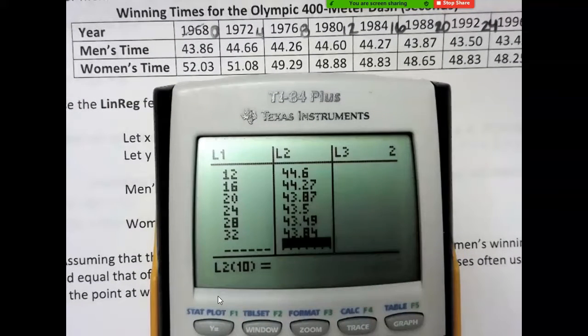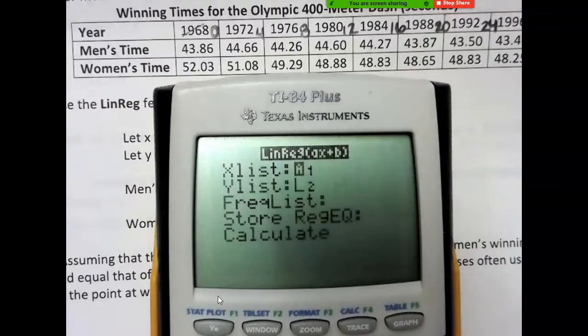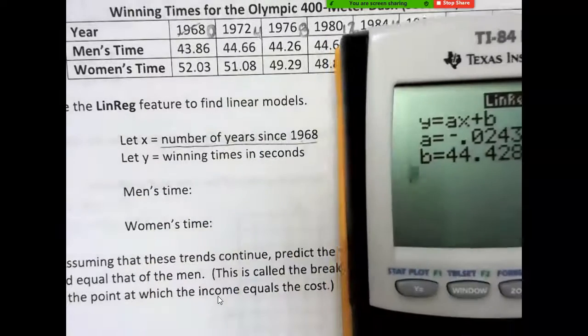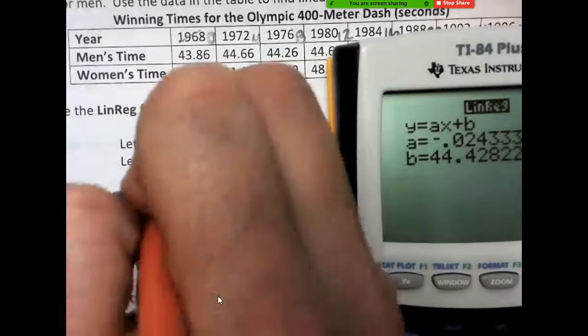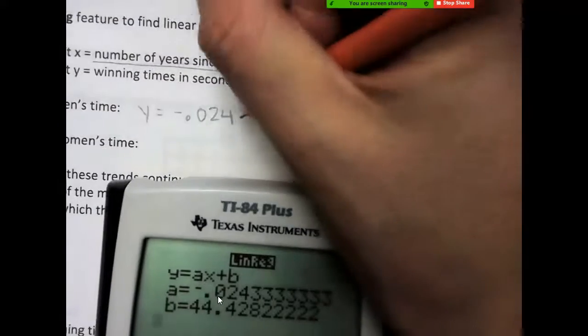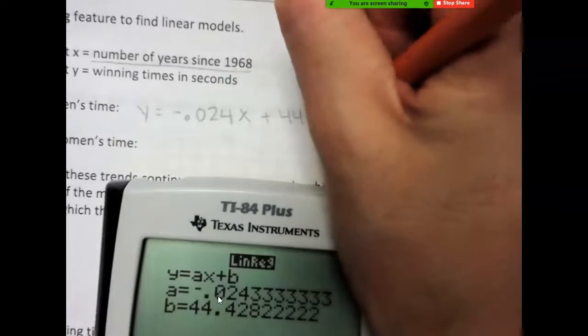Then go back to Stat, over to Calc, and option 4, and get our equation. So you get y equals negative 0.024x plus 44.428. We like to stick to 3 decimals when they're long.